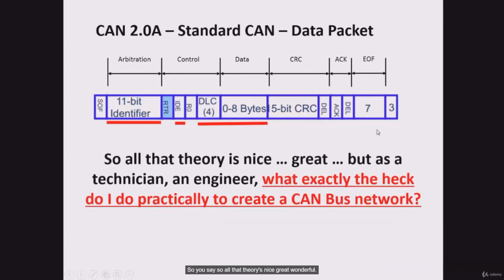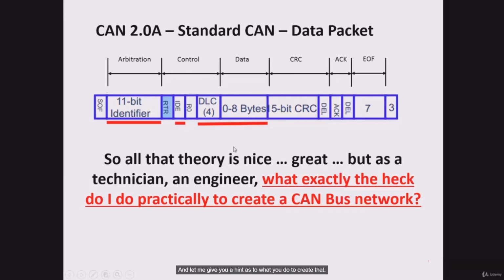So all that theory is nice, great, wonderful. But as a technician, as an engineer, what exactly do I do practically to create a CAN bus network? If I am an engineer or technician working on a piece of equipment, designing a CAN bus network, what exactly do I do? What do I need to configure, to program? So let me tell you what I'm going to do. This is the last lecture in this section. In the next section, we're going to get really practical. We are going to use some hardware, program it, configure it to create a very simple CAN bus network.